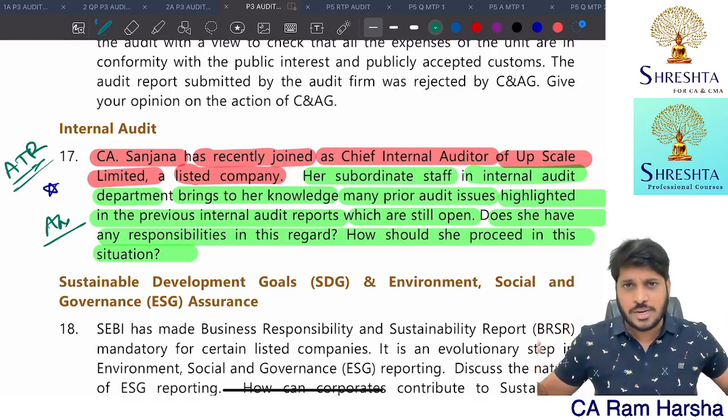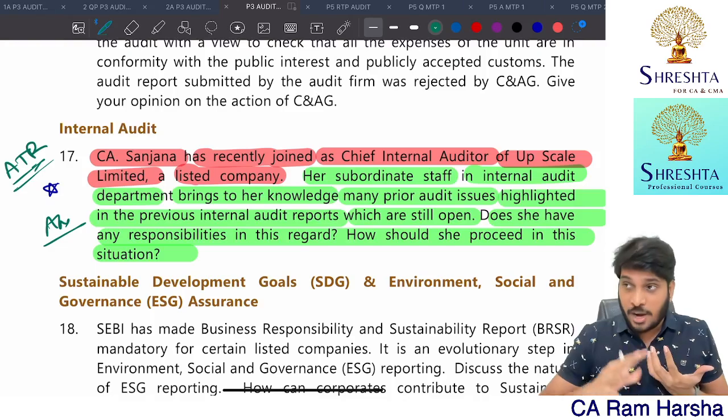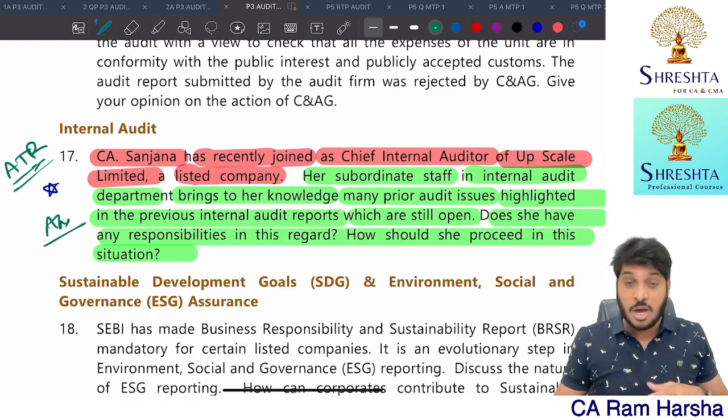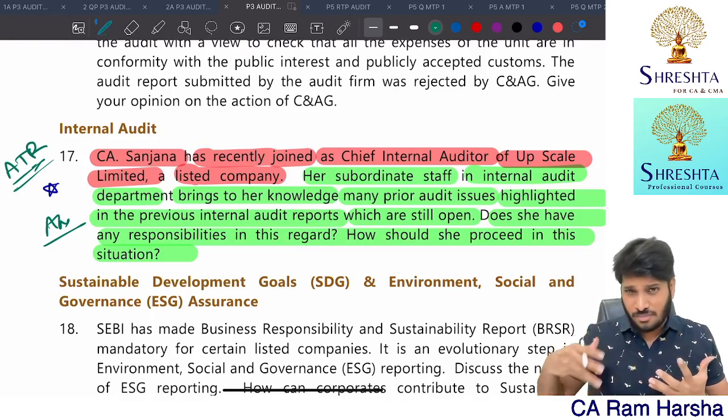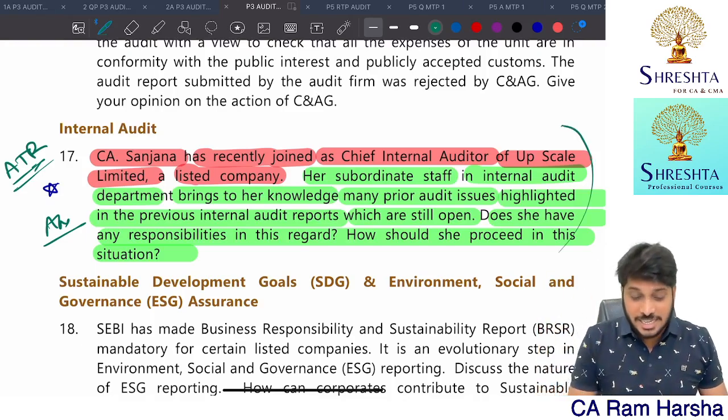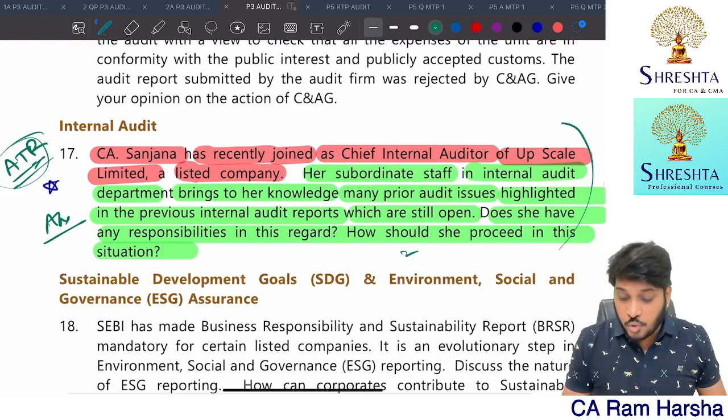So whatever issues we give, we should follow what action the company has taken. There's a responsibility for the internal auditor, even for the external auditor, to evaluate and check what actions they have taken on the issues that we communicated. So that point is the action taken report. That is what is used. Please go and read the answer once.